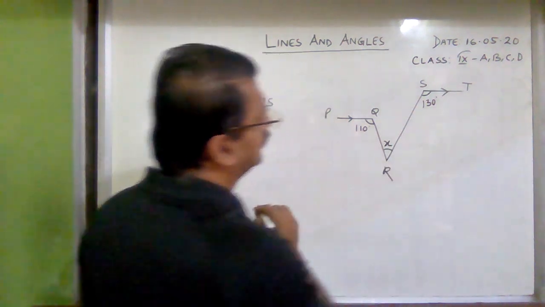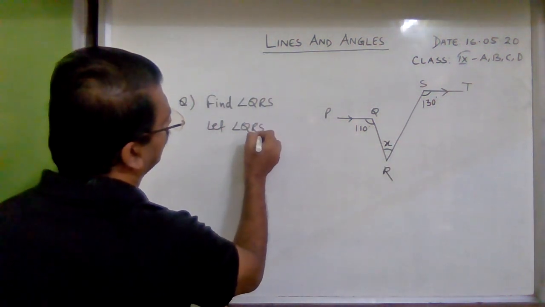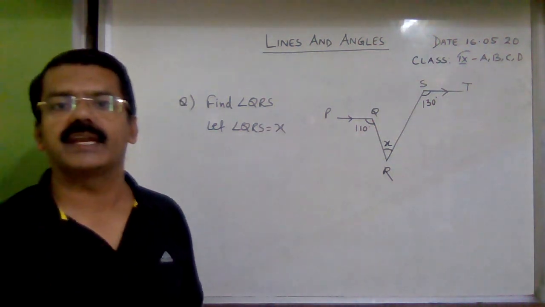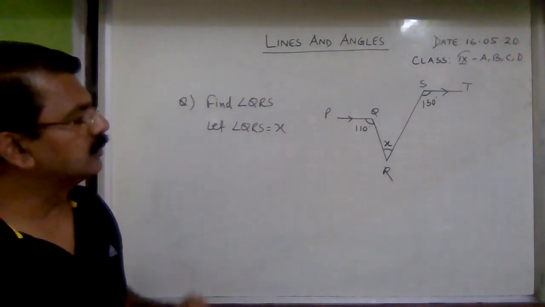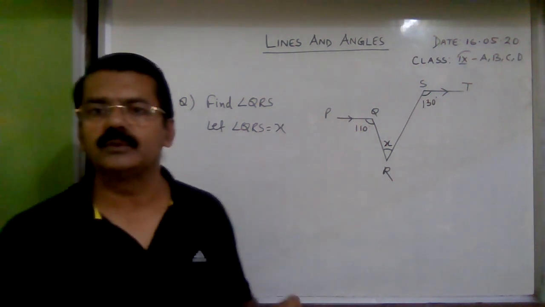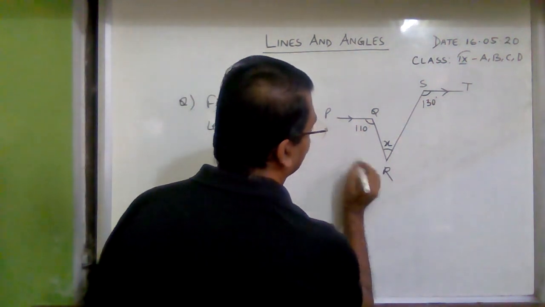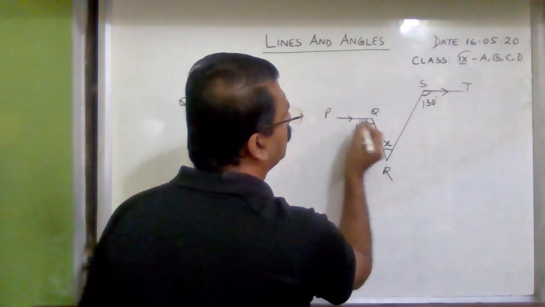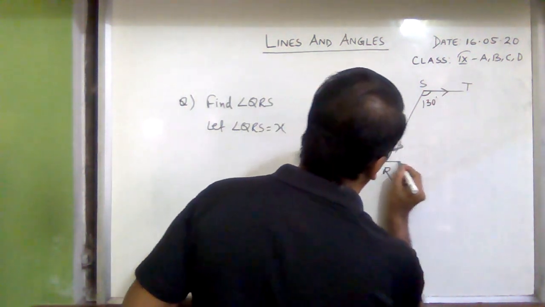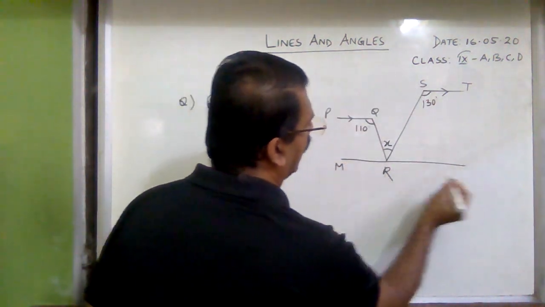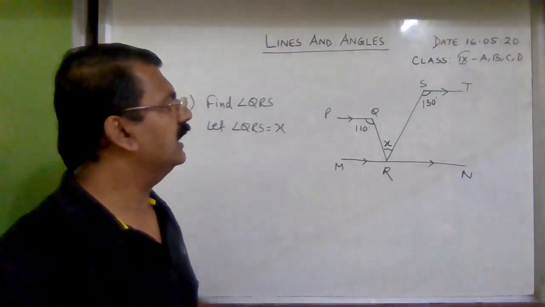So we are assuming that this angle is X. Let angle QRS be equal to X. Now see, to do this question, we have to do a construction. Draw a line, say MN, passing through R and parallel to PQ or ST.